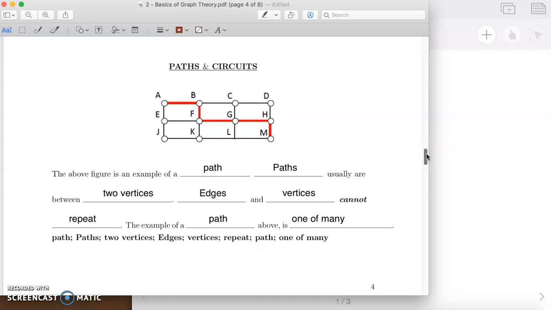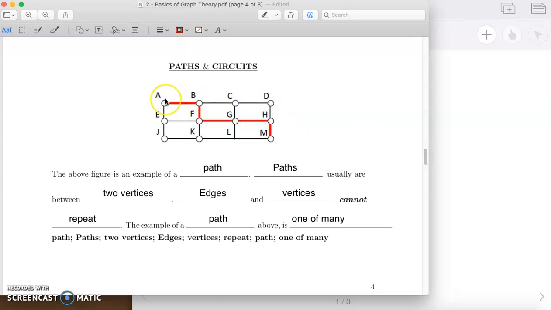Paths and circuits. The way to think of this, remember back to the map example that we'll refer back to. It's like if you were to say, what's the shortest distance between A and B? That would be a path. Not necessarily the shortest, but it's just a path between two vertices. So the above figure is an example of a path. Paths usually are between two vertices. Edges and vertices cannot repeat. The example of a path above is one of many.